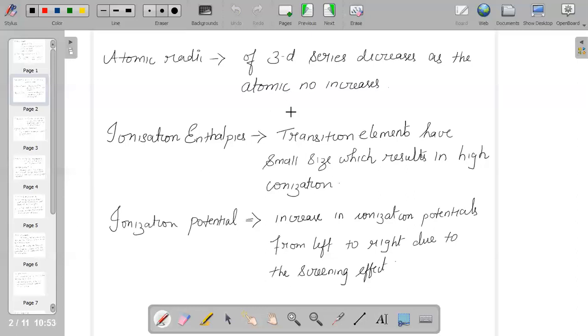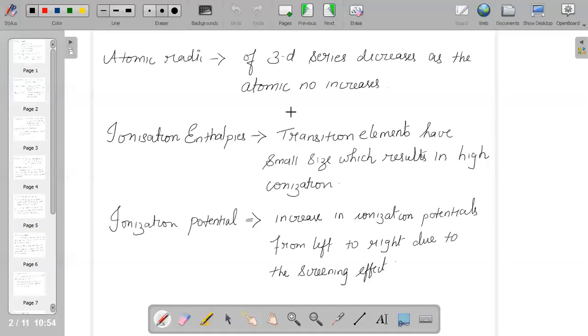Because of their small size, they have high ionization enthalpy, and they have less electropositivity compared to S block elements. If we compare D block elements with S block elements, they exhibit less electropositivity because their ionization potential lies between S and P block elements. And of course, D block elements have the tendency of forming covalent compounds.